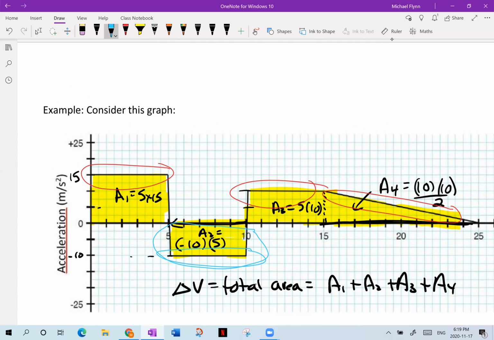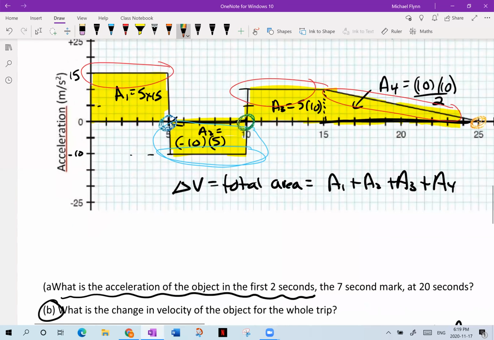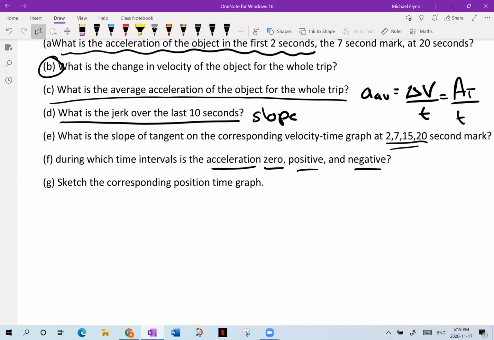Where's the acceleration 0? Well, I'll use a rainbow color. The acceleration is 0, I'm going to circle the spots with the rainbow. There, and there, where the line touches 0, right? So that's it. So, guys, that's how you determine where the acceleration is 0, positive, and negative.